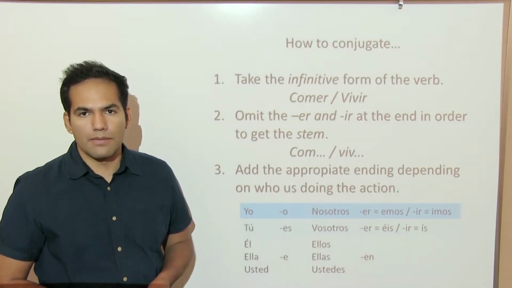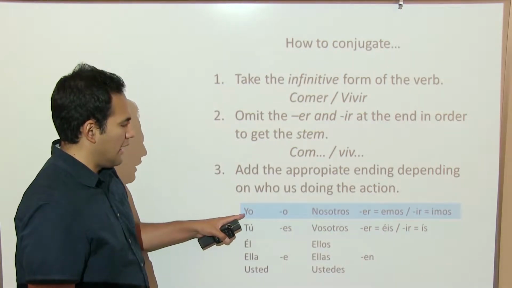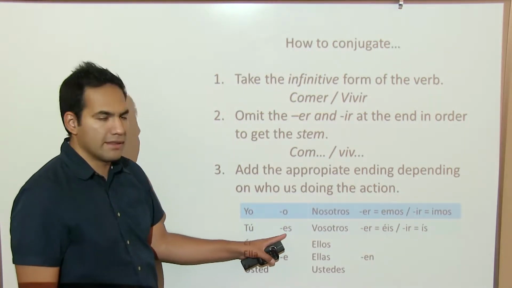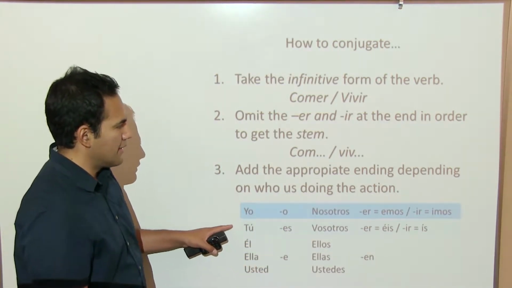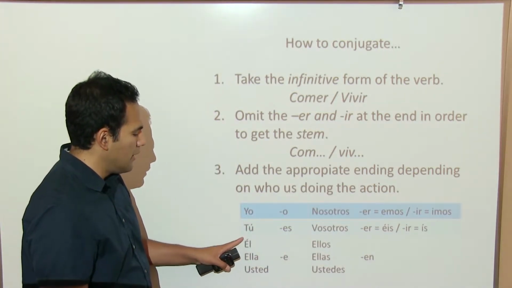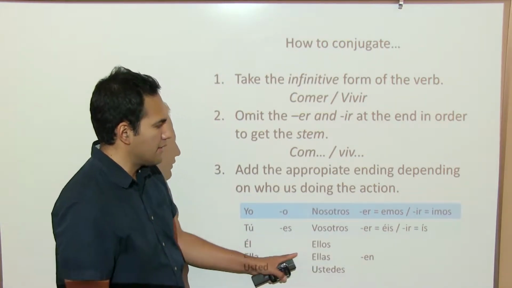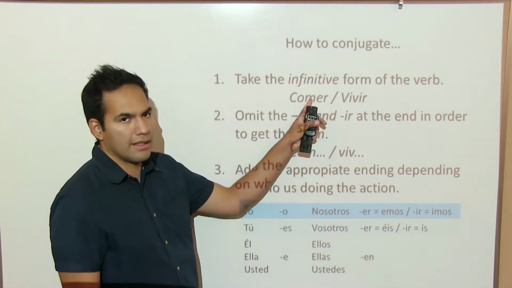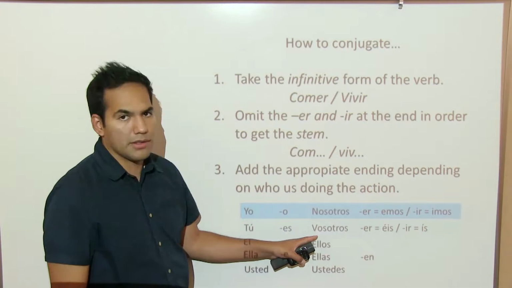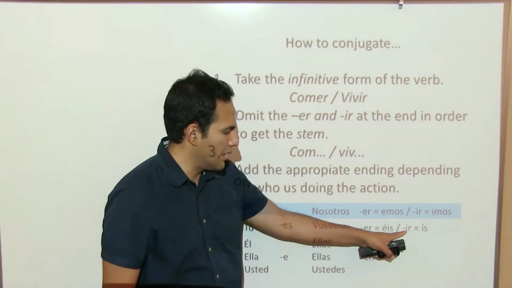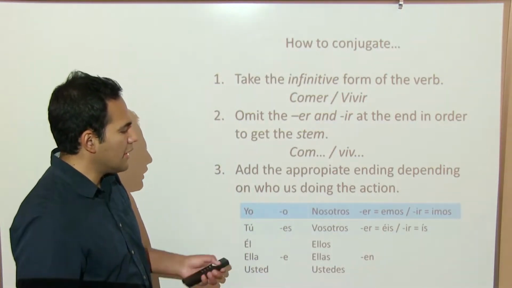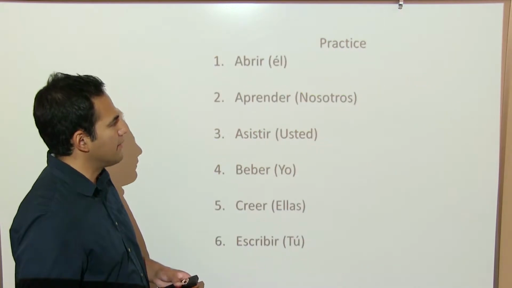Okay? So, for example, if you have the pronoun yo, you're going to use this ending. If you have the pronoun tú, it's going to be this ending. And the cool thing about it is that some of them are going to share the same ending. For example, yo, tú, él, ella, usted are going to share the same ending no matter if it's an IR or an ER verb. However, the only thing that you have to be aware of is nosotros and vosotros. They have different endings depending on the verb that you're trying to conjugate. Okay? So now that we know this, let's do some practice.